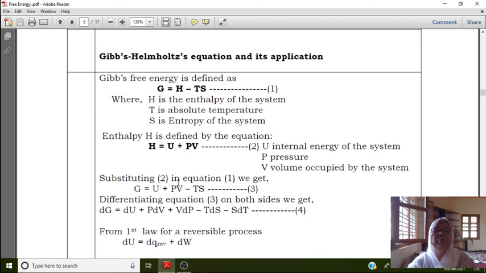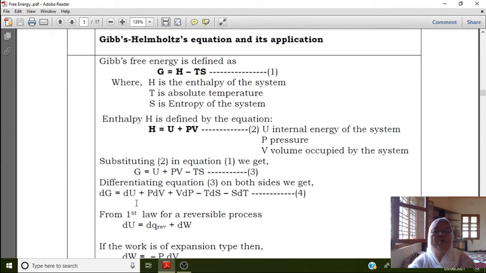Then substituting equation number 2 in equation number 1, we get G equal to U plus PV minus TS. It is our expression number 3. Then differentiating equation number 3 on both sides, we get dG equal to dU plus P dV plus V dP minus S dT minus T dS.